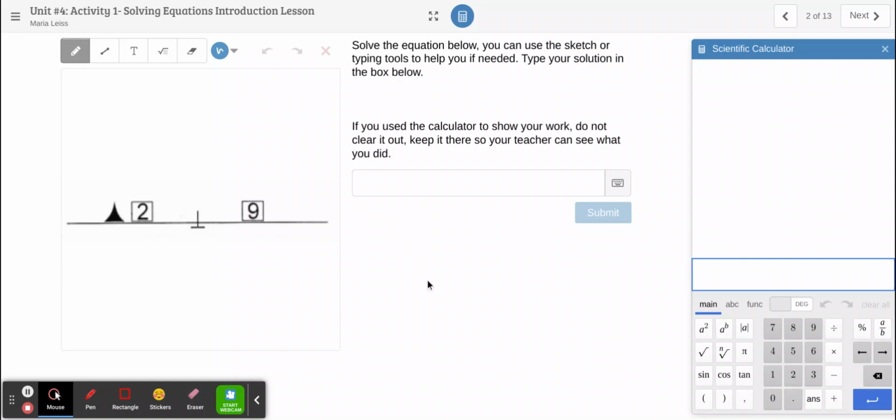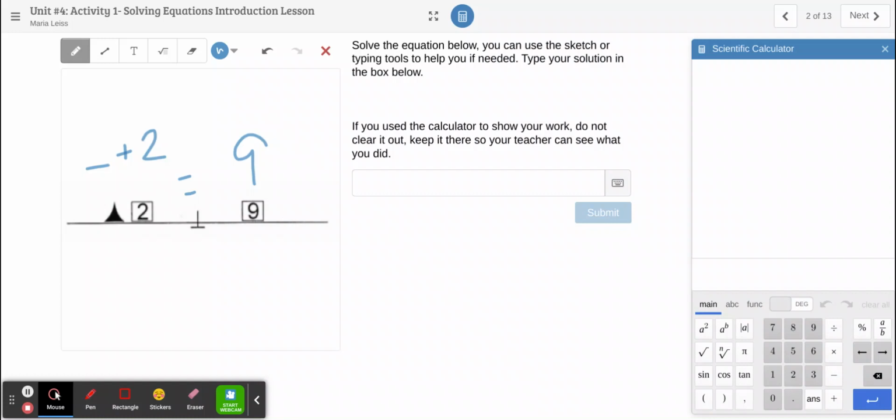But let's come in here now. This slide compared to the one before, we know on the right side we have a square that has a 9 in it. So we know there are 9 total. On this side, we know we have something plus 2 equals 9. Now, some people automatically can say, hey, obviously 7 plus 2 is 9.